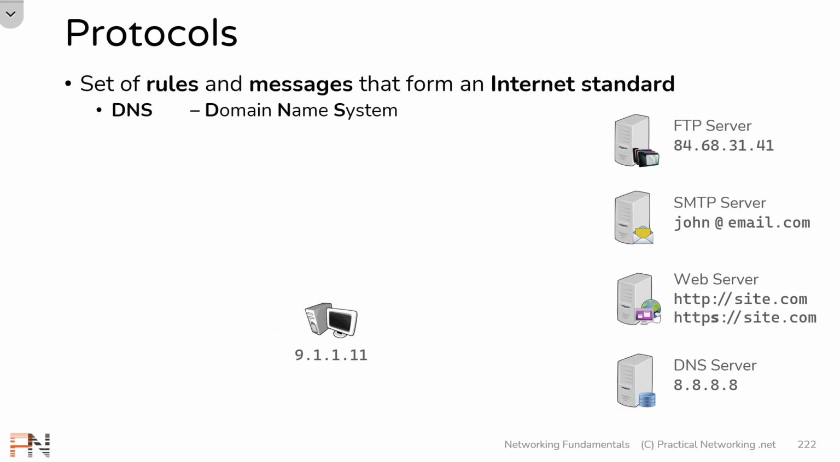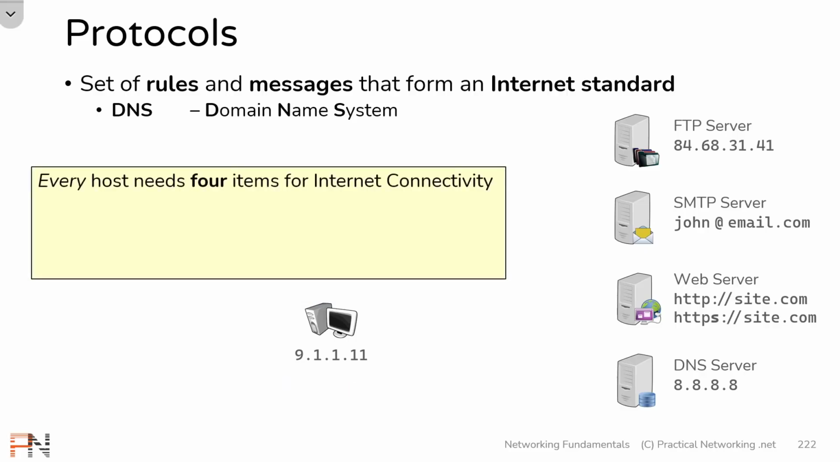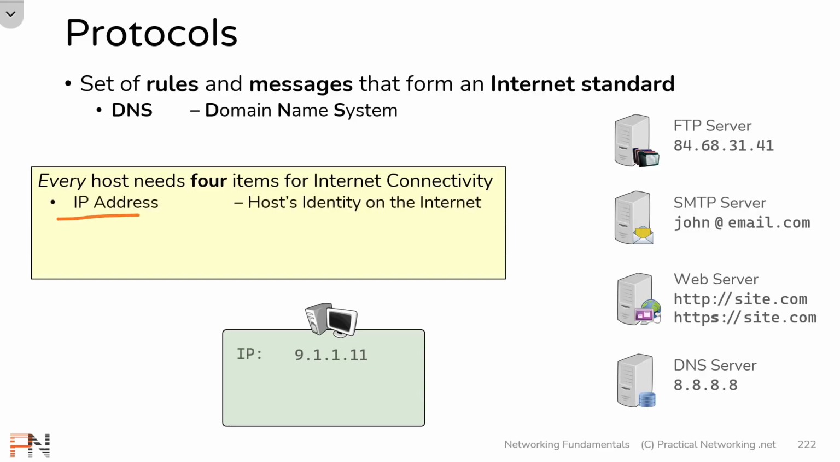Anytime a host connects to a network, there are 4 items that need to be configured on this host to achieve internet connectivity. And I'm going to show you those 4 items in this box. The first of those items is an IP address. This is going to serve as the host's identity on the internet. And this host right here has the IP address 9.1.1.11.